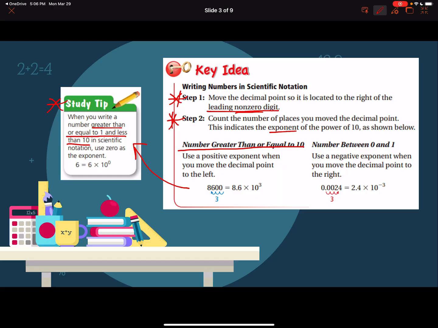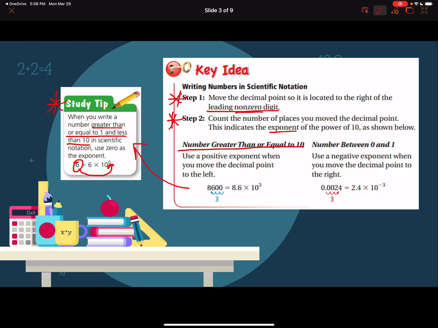Now this study tip also brings up an important part. If we're talking about a whole number and we want to write it as scientific notation, we can use a 0 as an exponent to show that it's equivalent to the same value.